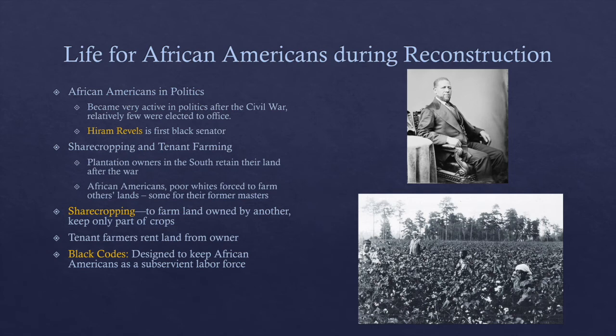Black codes were laws designed to make sure that former slaves would remain a subservient labor force. Free blacks could be arrested and forced to work for white people. In some cases, they could even be sold. So while slavery is gone, and that's a wonderful thing, equality and the true blessings of liberty do not necessarily exist in the South for former slaves.